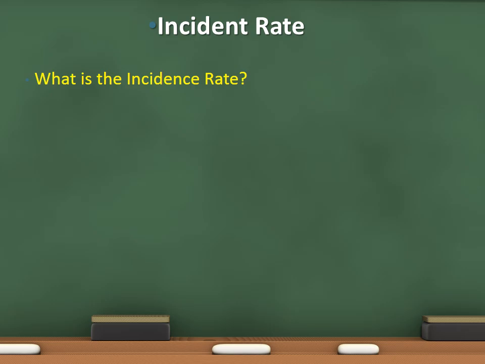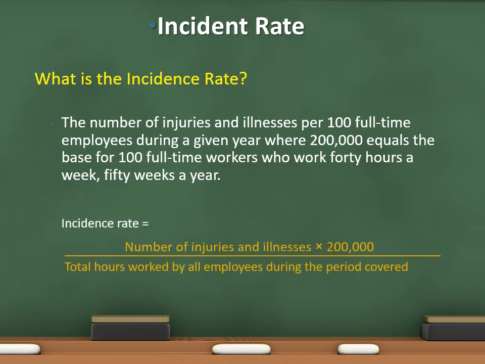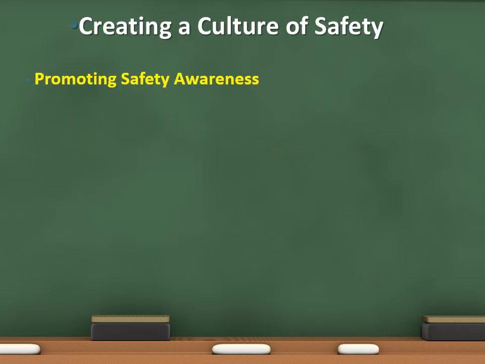So what is the incidence rate? It's the number of injuries and illnesses per 100 full-time employees during a given year, where 200,000 equals the base for 100 full-time employees who work 40 hours a week, 50 weeks a year. So the incident rate is the number of injuries and illnesses times 200,000 divided by the total hours worked by employees during the period covered.